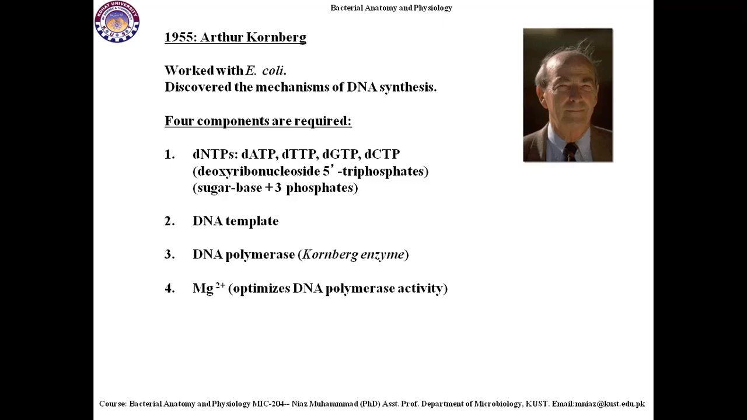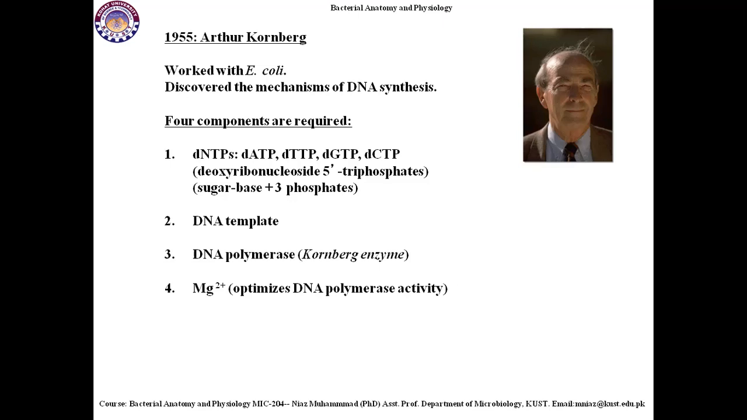So Kornberg, who was working with E. coli, discovered the mechanism of DNA synthesis, and according to him, there are four things required. First one, basic blocks, which are dNTPs: adenine, thymine, guanine, and cytosine. Then DNA template, which is taken from the parent, DNA polymerase enzymes, and magnesium for the optimization of polymerase activity.